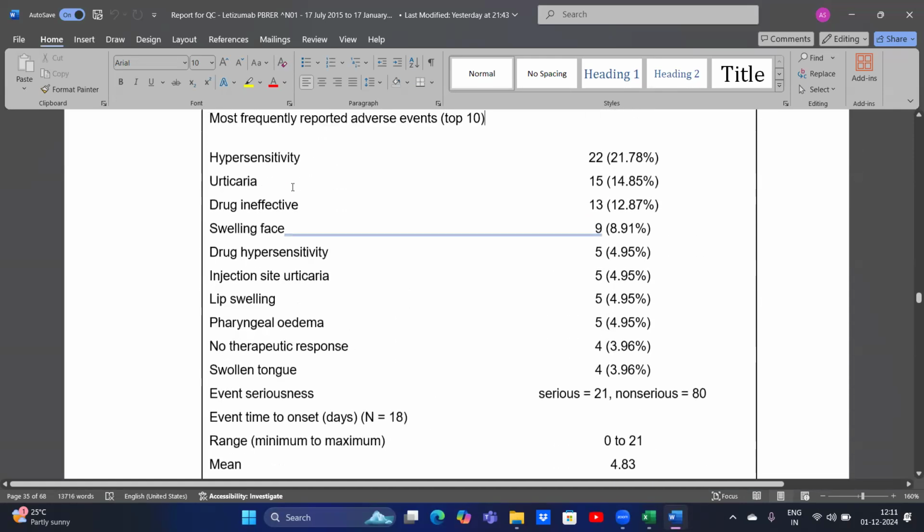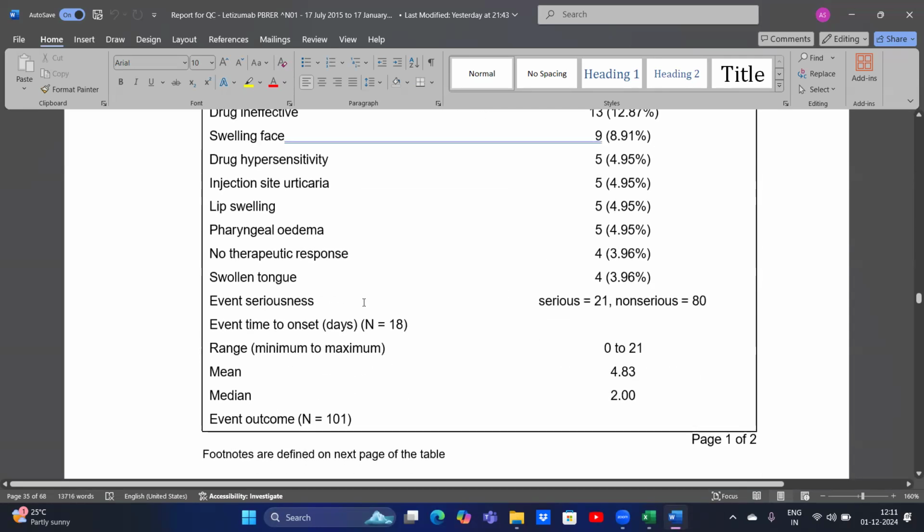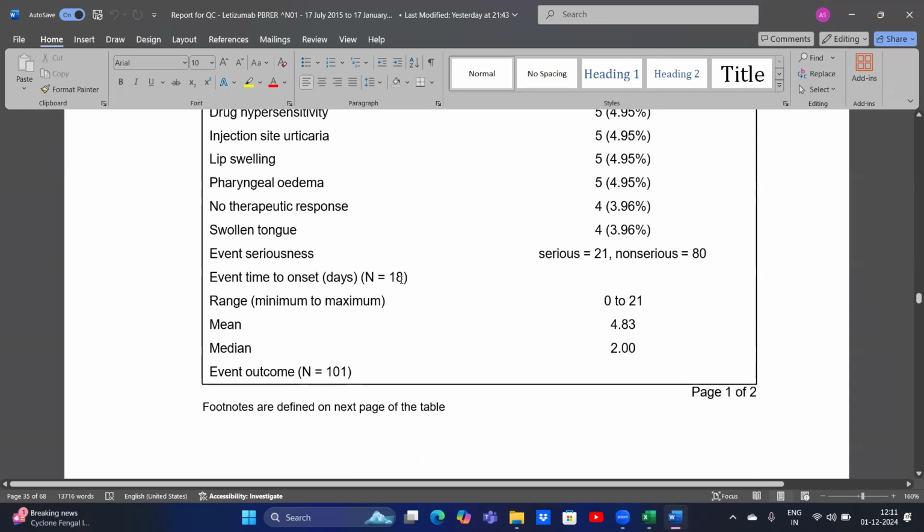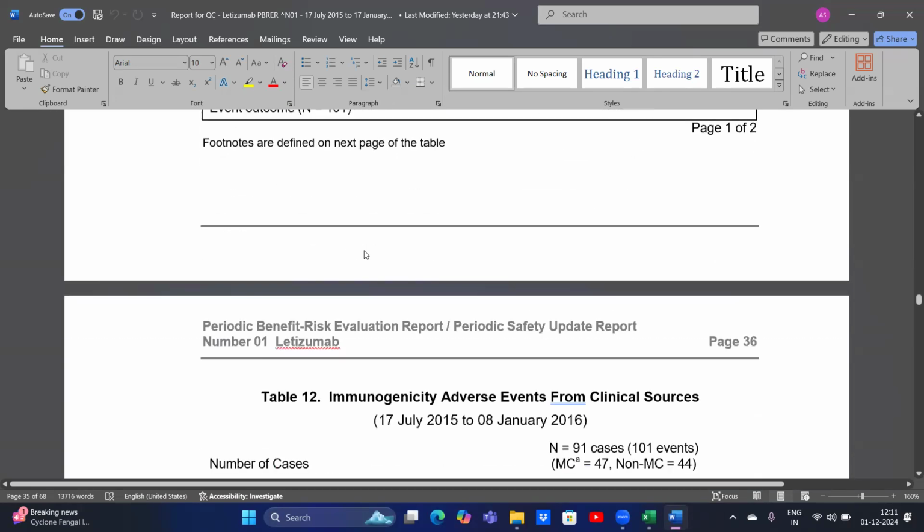So they have provided PTs bifurcation here. They have provided seriousness bifurcation here. They have provided time to onset, with n equal to 18. Range they have given. Mean they have given. Median, that was what I was talking about. Event outcome in 101 cases.